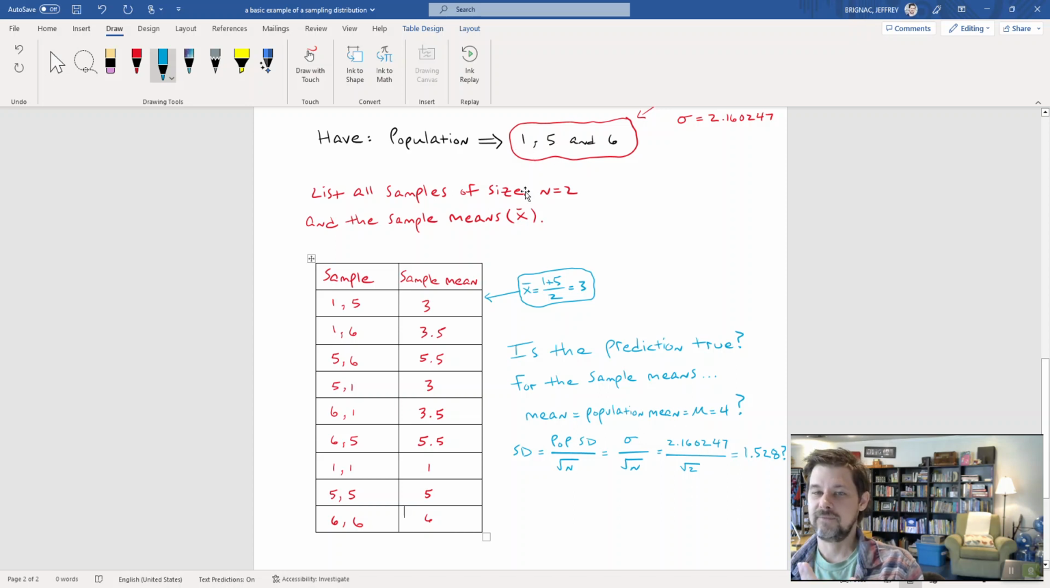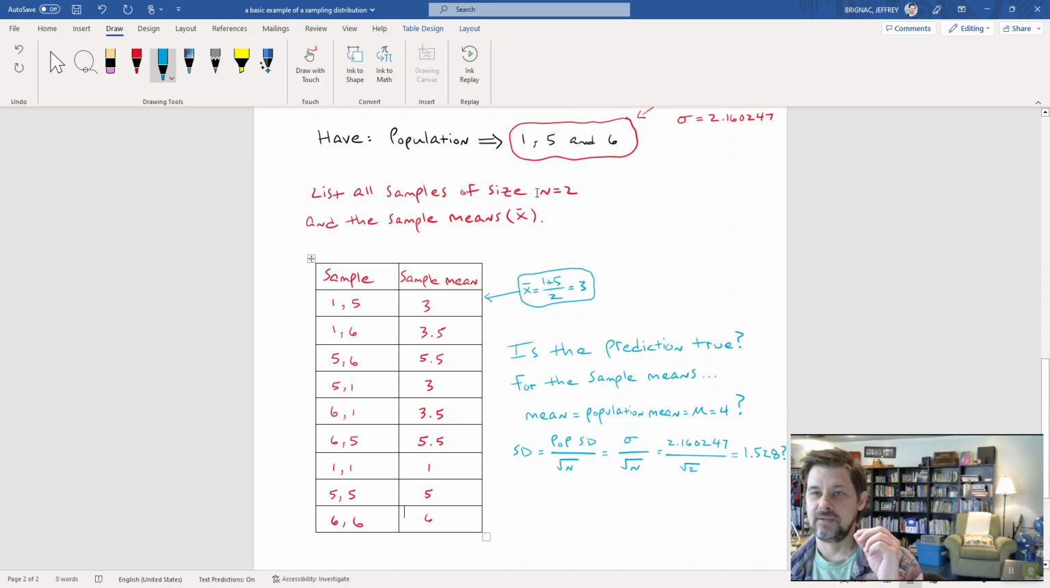So I could pick 1 and 5. I could pick 1 and 6. I could pick 5 and 6. But I could also pick, instead of a 1 and then a 5, I could pick a 5 and then a 1. Instead of a 1 and then a 6, I could pick a 6 and then a 1. Instead of a 5 and then a 6, I could pick a 6 and then a 5. So there's every conceivable way to pick 2 numbers from this population.